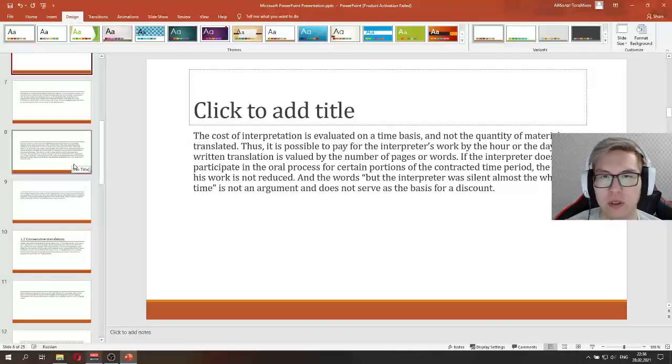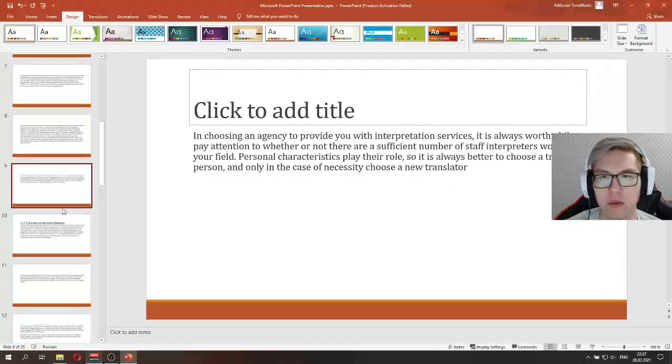The cost of interpretation is evaluated on a time basis and not the quantity of material translated. Thus, it's possible to pay for the interpreter's work by the hour or the day, while written translation is valued by the number of pages or words. If the interpreter does not participate in the oral process for certain portions of the contracted time period, the cost for his work is not reduced, and the argument that the interpreter was silent almost the whole time does not serve as the basis for a discount.